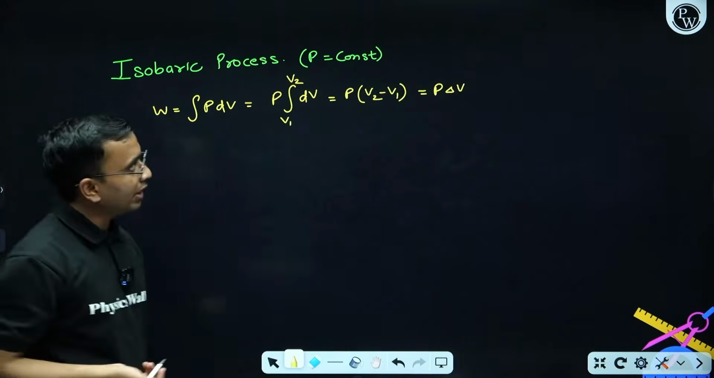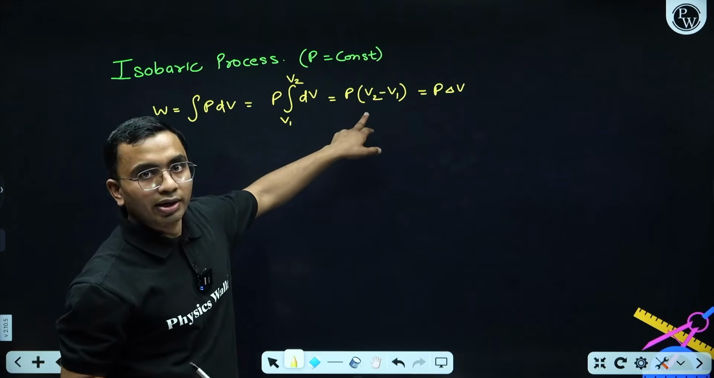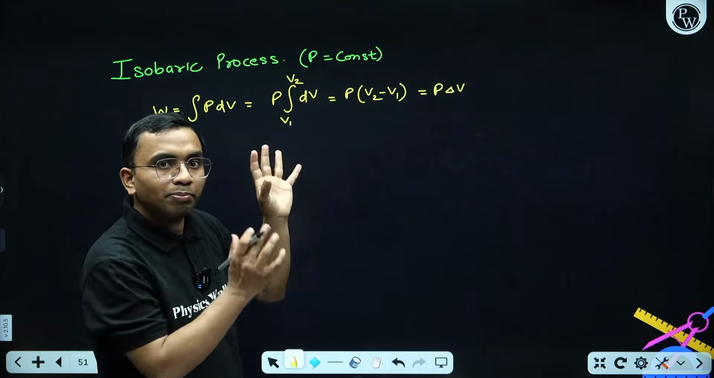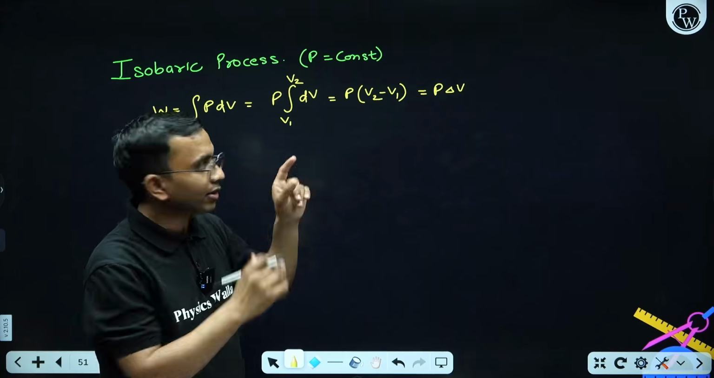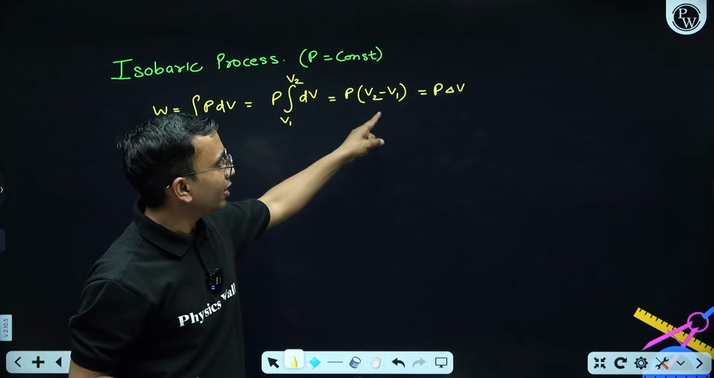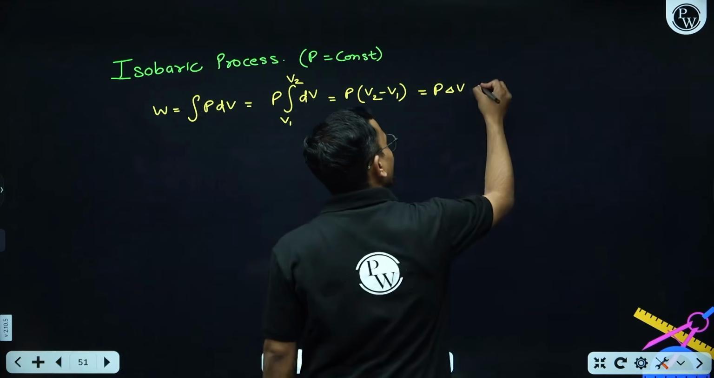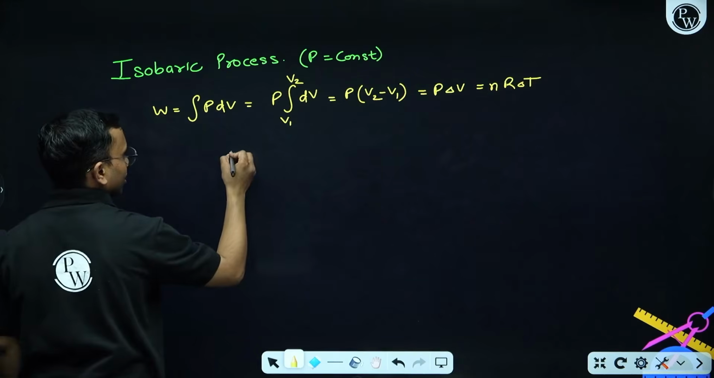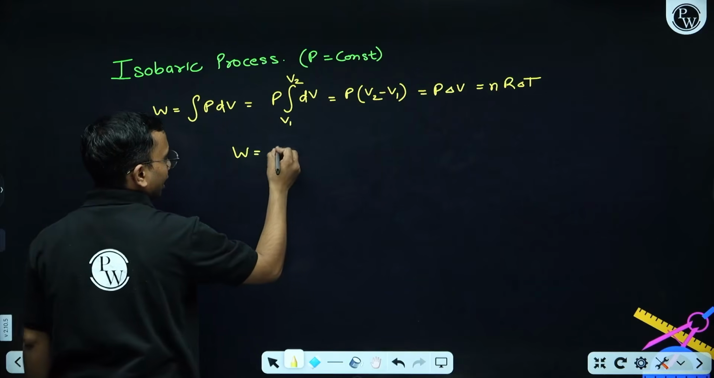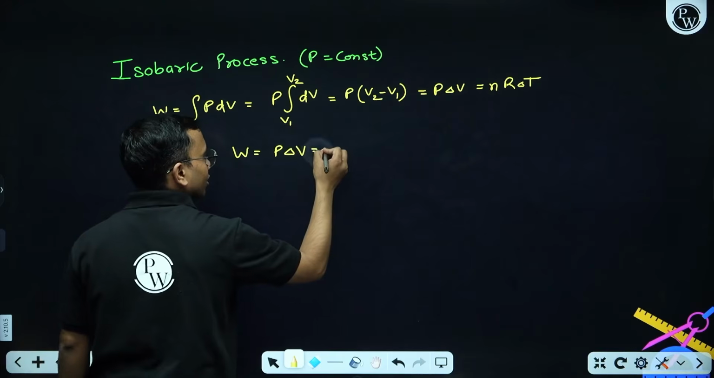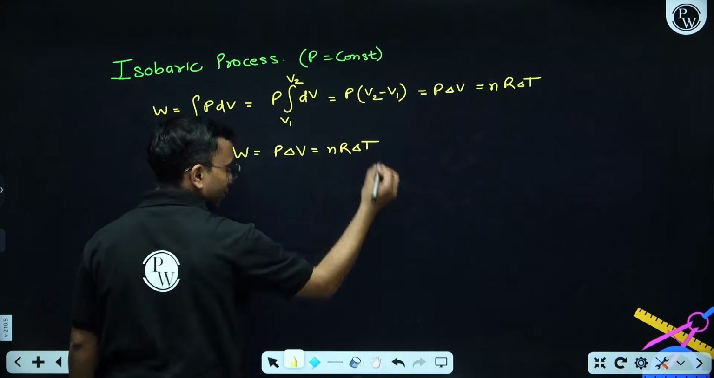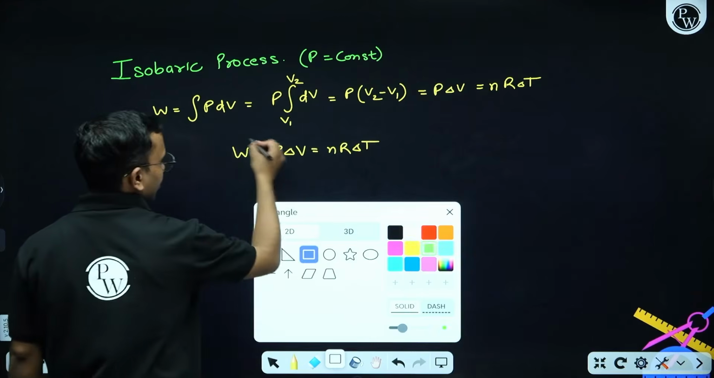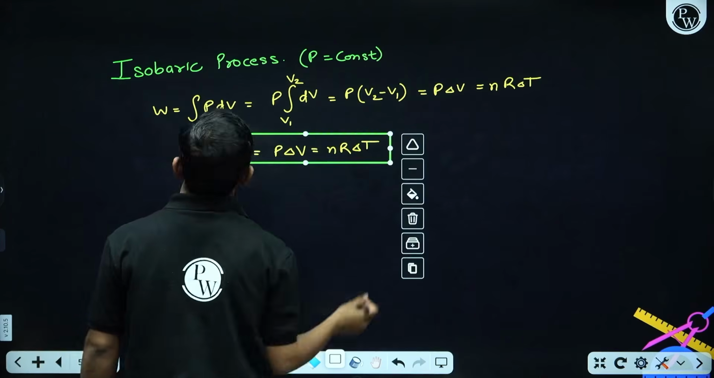And if this is P delta V, PV2 I can write as nRT2, PV1 I can write as nRT1. So that will become nR delta T, isn't it? So I can write this as nR delta T also. So for the work done in an isobaric process, the formula is coming as either you can use P delta V or you can use nR delta T.